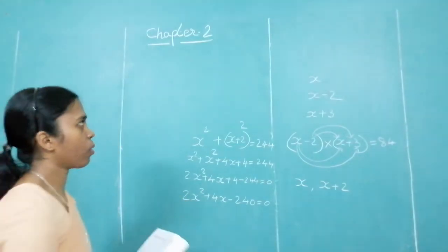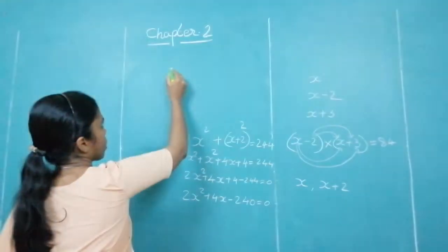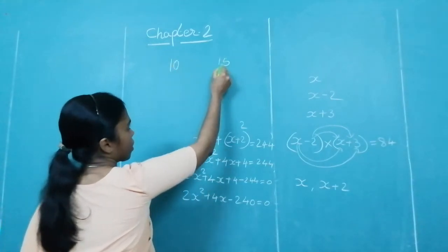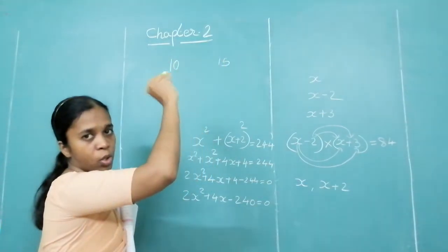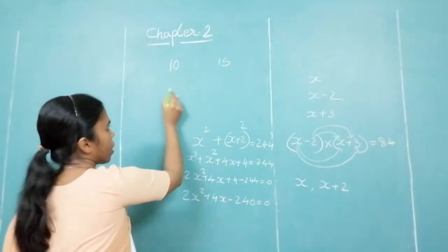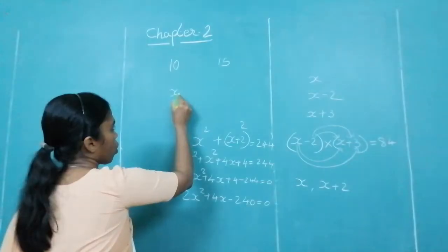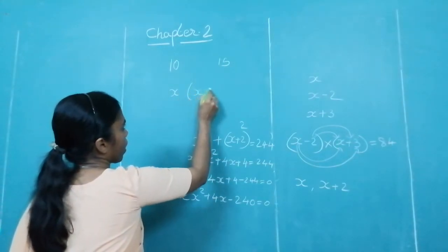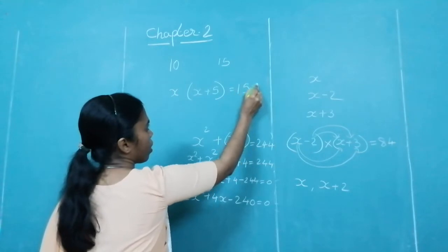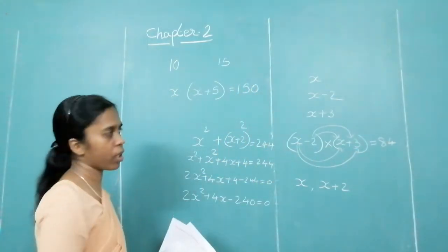150. So how will the equation be? It is like there are 10 rows and in each row there are 15 girls. Altogether how many girls are there? You will multiply these two. Similarly here there are x columns and x plus 5 rows. Altogether there are 150. This is according to the condition.